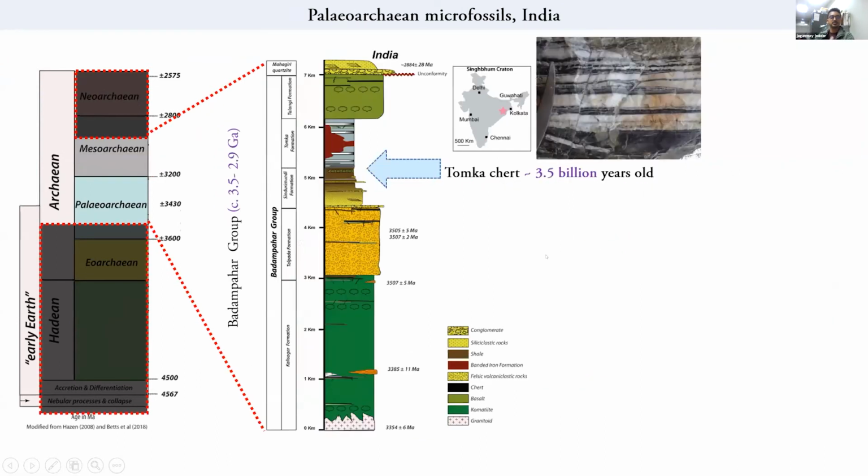Now, if you happen to visit India and the Singhbhum Craton, and if you would want to investigate the Padām Pahar supracrustals, which was a part of my PhD thesis, I constructed this lithostratigraphic column with my supervisor Axel, who was also an investigator of this project from the Singhbhum Craton. We investigated these rocks in ultimate detail so that we were able to reconstruct the stratigraphy. But most importantly, we would only be highlighting the Tomka chert, which is again a chert unit mostly made up of silica and carbonaceous matter.